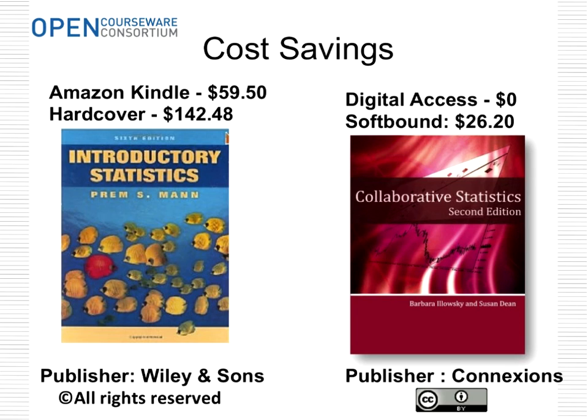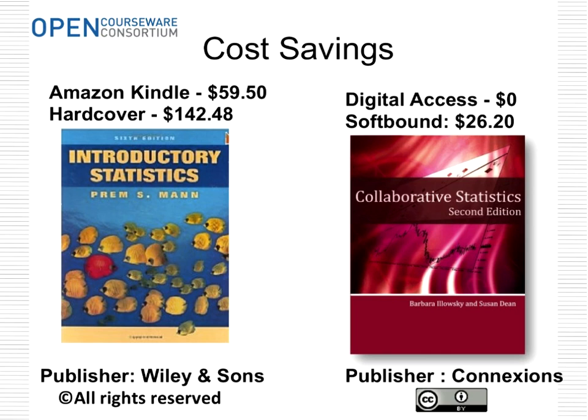All right, well, thanks for sharing that. Here's an example of the cost savings and the license difference between using a commercial textbook. This one on the left is Introductory Statistics. It's published by Wiley & Sons. It has a full copyright. You can get it at Amazon for $142.48. It probably is available at the bookstore of colleges that are using it for a slight markup above that.